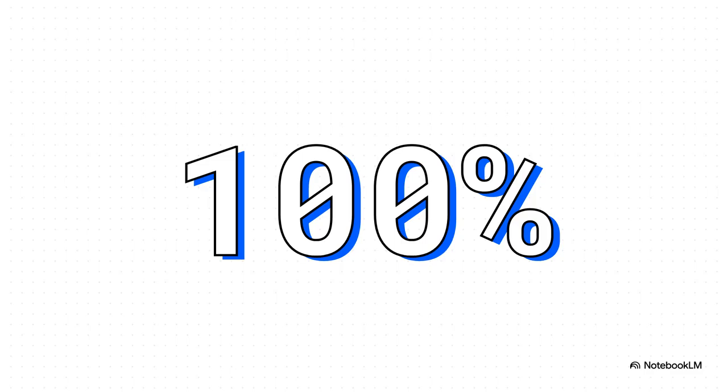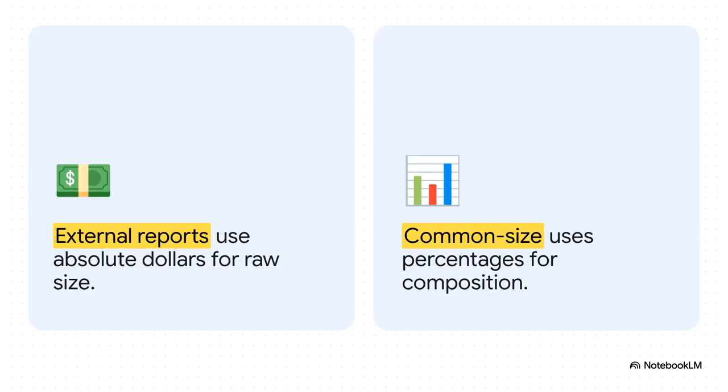By converting raw data into a relative scale of percentages, we literally remove the size of the company from the equation. In common size analysis, absolutely every single calculation revolves around this 100% baseline. Here's a quick trick for your exam. Comparing absolute dollars is great for external reporting, but if you want to compare apples to apples across companies of completely different sizes, you absolutely must convert those dollars into percentages.